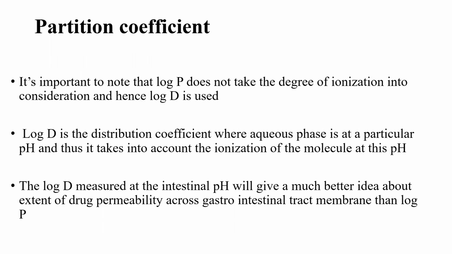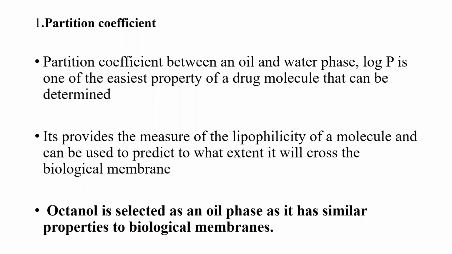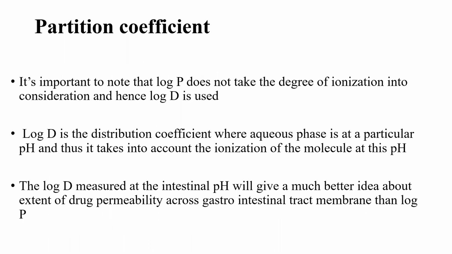Log P does not take the degree of ionization into consideration, and hence log D is used. Here is the difference between log D and log P. In log P, the degree of ionization is not considered, but in log D, the distribution coefficient, it is taken into account, and thus it accounts for the ionization of the molecules. Log D gives a better idea of the extent of drug permeability across the GIT membrane compared to log P.